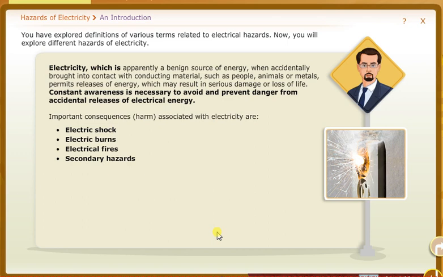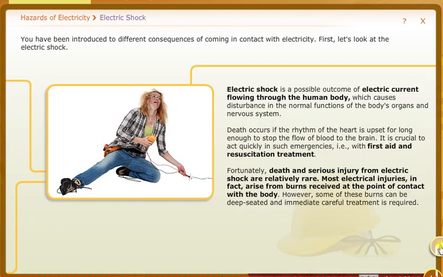Important consequences or harm associated with electricity are electric shock, electric burns, electrical fires, and secondary hazards. You have been introduced to different consequences of coming in contact with electricity. First, let's look at the electric shock.